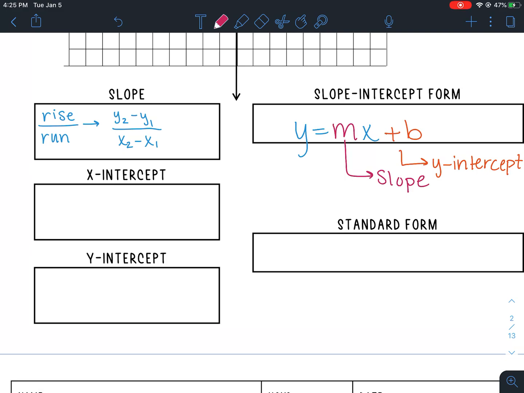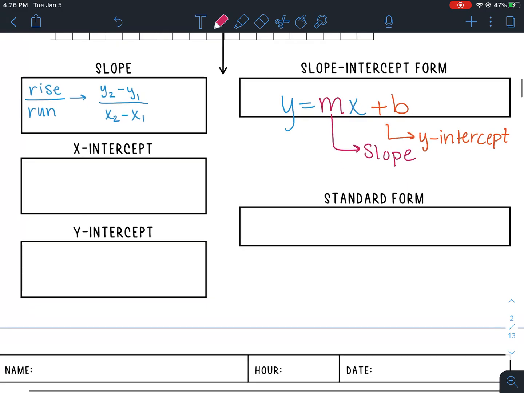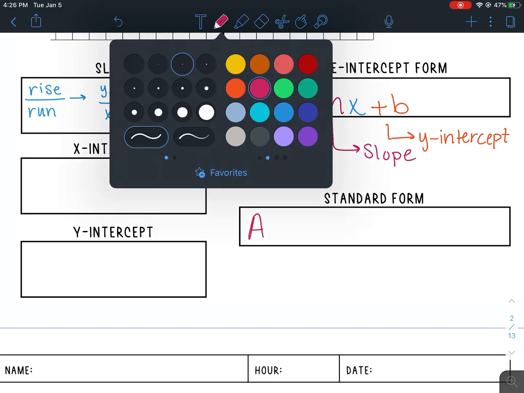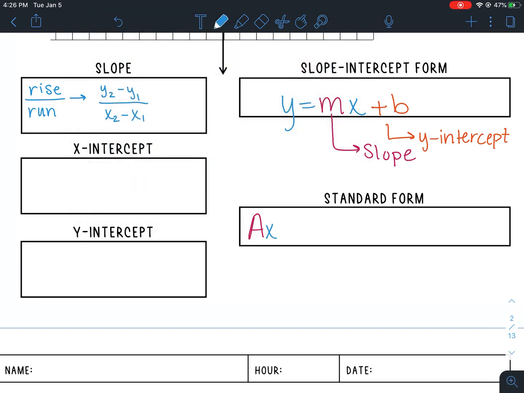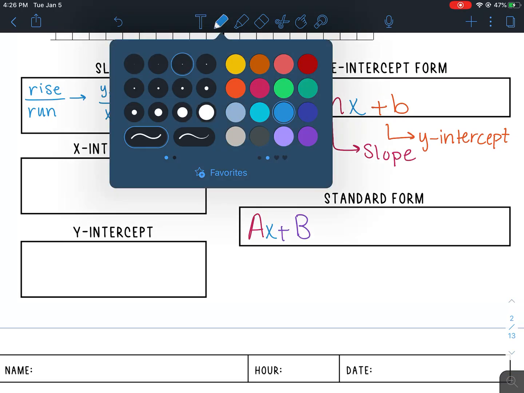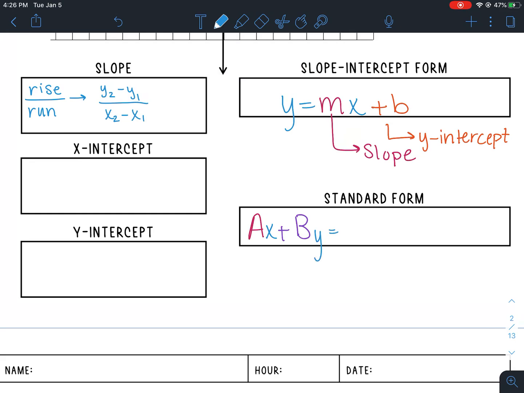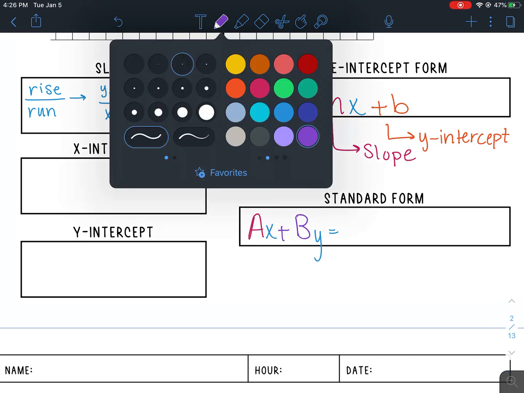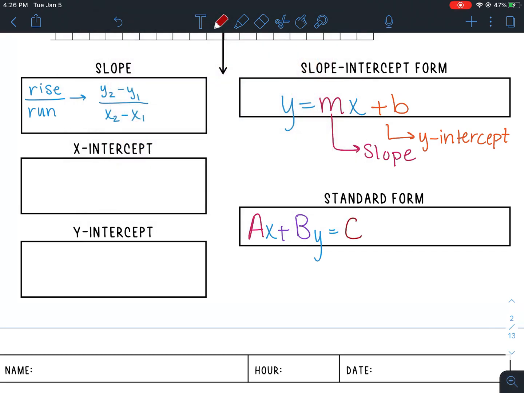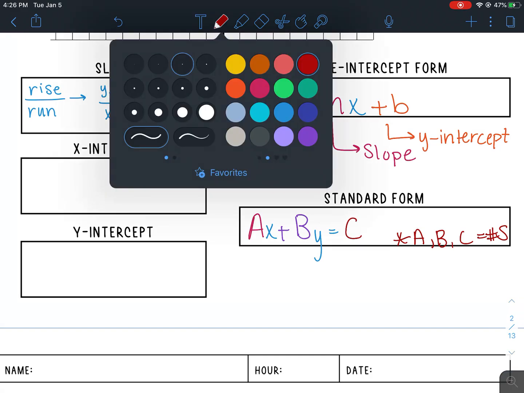Okay, another thing we're going to talk about this year is standard form. Standard form, I think, is beautiful. So that is going to look like Ax plus By equals C. And here, A, B, and C are numbers. They don't necessarily correspond to anything, they're just numbers, and we'll talk again on what those things really look like nitty-gritty coming up this unit.